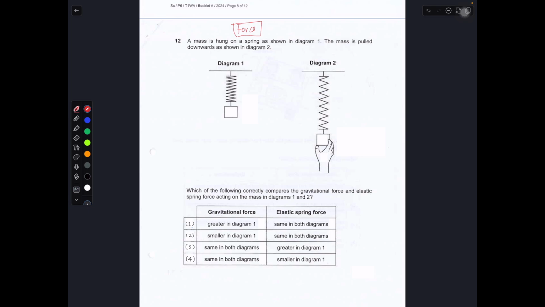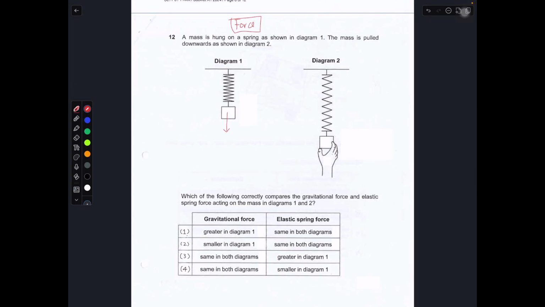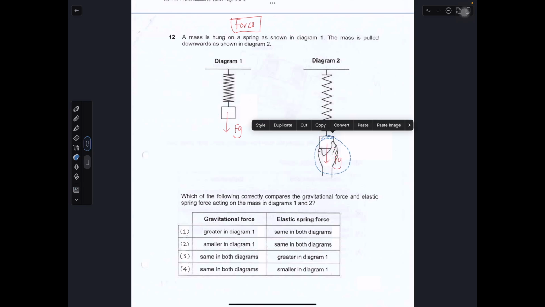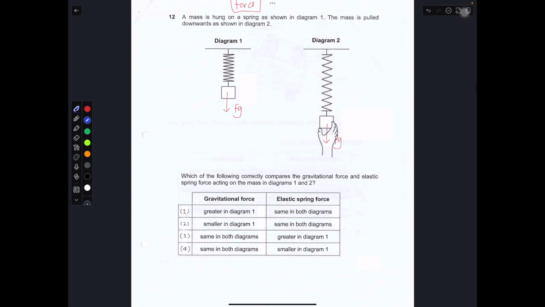Let's take a look at diagram 1 very carefully. This part is a gravitational force acting on it. The amount of gravitational force acting in both diagrams is actually the same, because the masses are the same. I can actually write it in this way. But for diagram 2, there is an extra pulling force by hand.